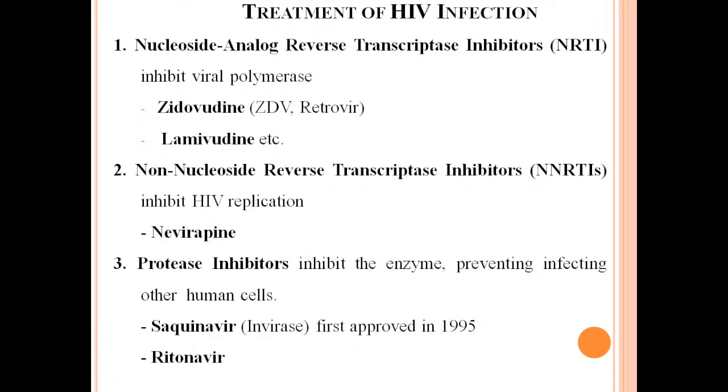The second one is non-nucleoside reverse transcriptase inhibitors that inhibit viral replication. It's nevirapine. The third one is protease inhibitors that inhibit the enzyme, preventing infection of other human cells. It is saquinavir or Inverase, that was first approved in 1995. And it's also ritonavir. So patients with HIV must take a combination of all these drugs.